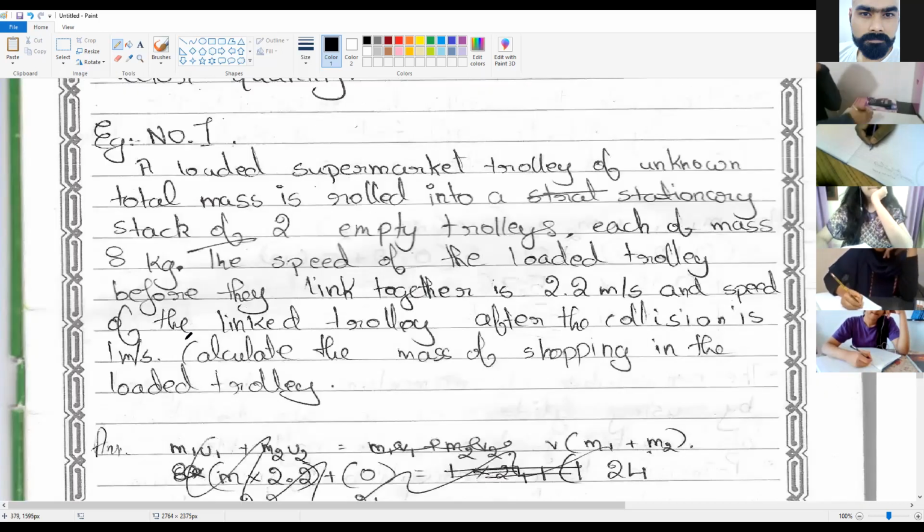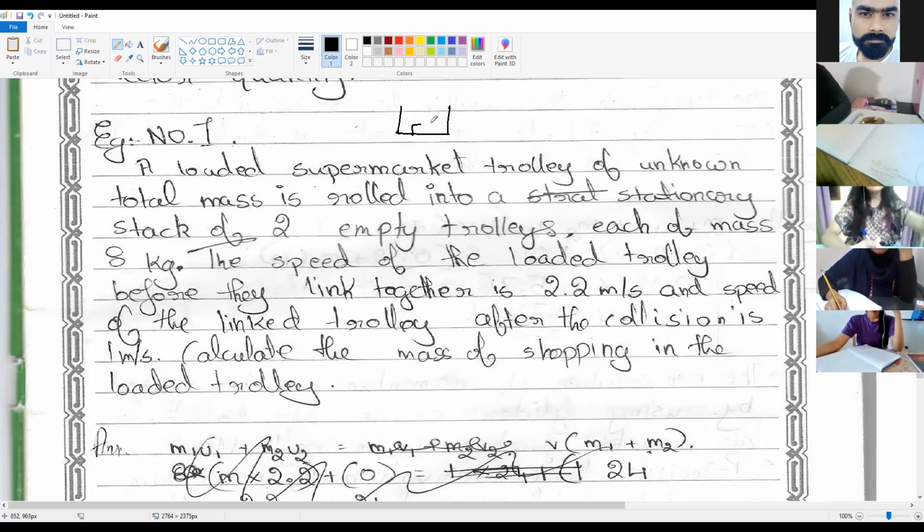Okay. So a loaded supermarket trolley of unknown total mass is rolled into a stationary stack of 2 empty trolleys. So you have a single trolley that is loaded and you are pushing it into the empty trolleys. You don't know how much you kept in the trolley, but you are pushing it towards 2 trolleys which are joined together. They are empty, each of mass 8 kg.